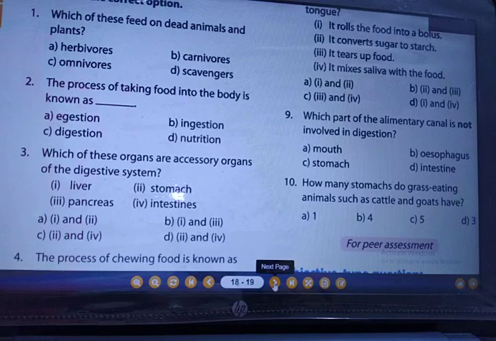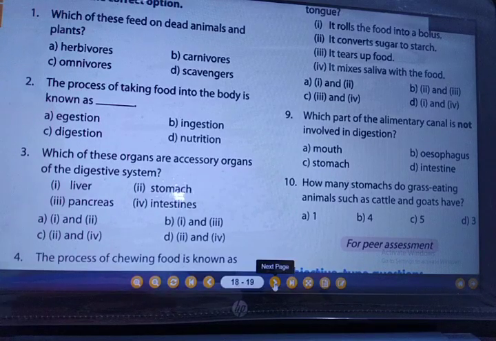The third question is, which of these organs are accessory organs of the digestive system? You can see the options given: liver, stomach, pancreas and intestine. First option is liver and stomach. Second option is liver and pancreas. Third option is stomach and intestine. And fourth option is stomach and intestine. You can see in C and D both options are the same only. So you can take either C or D. So the right answer will be C.